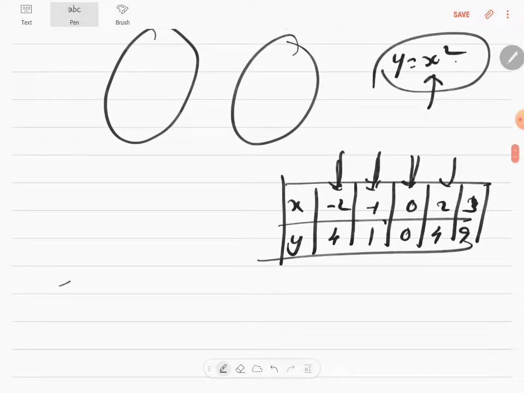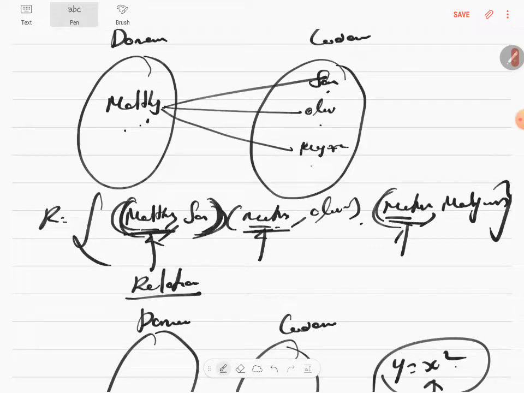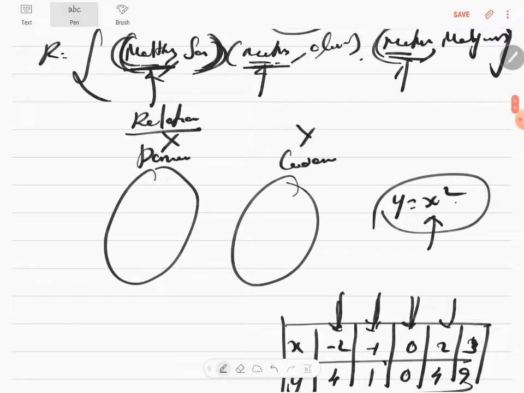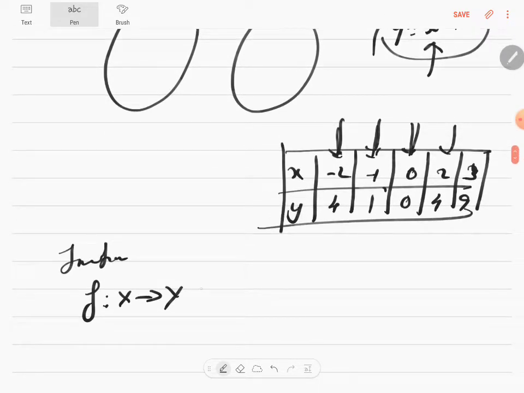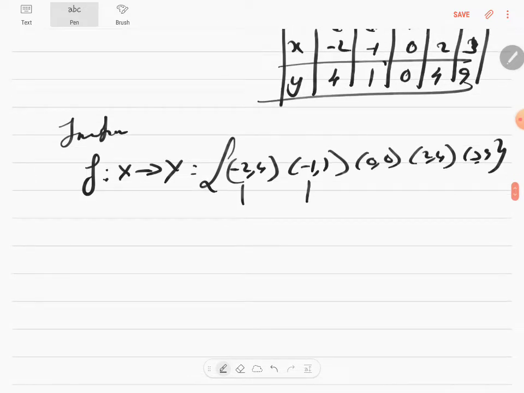In every function, the basic difference between a relation and a function is that in a relation the first element of the ordered pair can occur many times, but in the case of function, the first element can occur only once. So when you write it as an ordered pair, you write f colon x tending to y, that is the domain is tending to codomain, and it's going to become equal to minus 2 comma 4 as an ordered pair, minus 1 comma 1, 0 comma 0, 2 comma 4, 3 comma 9 and so on, where the first element is occurring only once. That shows it's definitely a function.